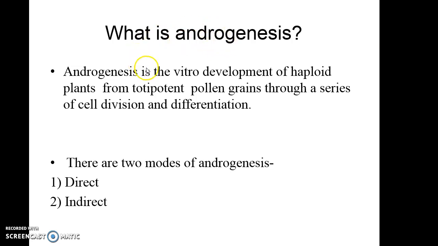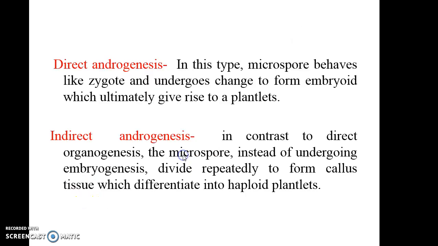So androgenesis is the in vitro development of haploid plants from totipotent pollen grains through a series of cell divisions and differentiation. What are anther culture or pollen culture? It's one. Keep in mind what is androgenesis. Don't get confused. Then you may be asked for the 2 different types or methods of androgenesis. Those are direct and indirect.